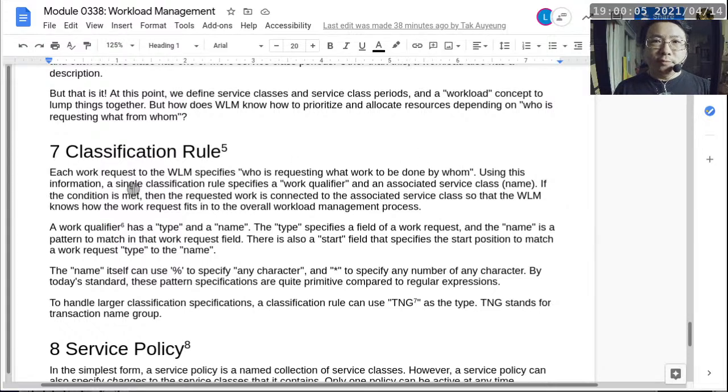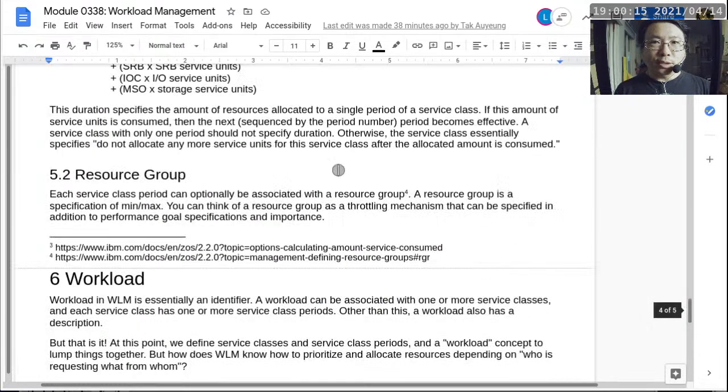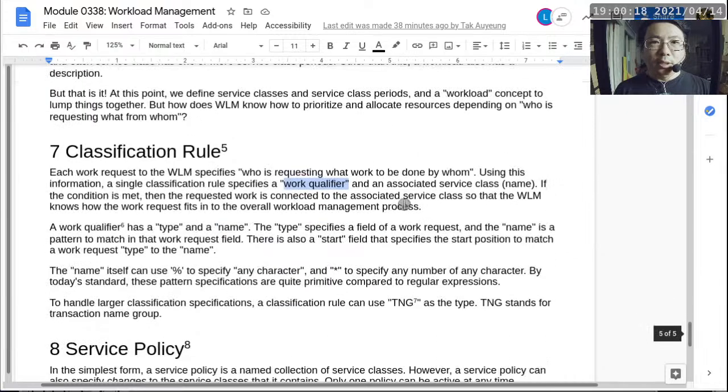So using this information, a single classification rule specifies a work qualifier, and it can associate a surface class, which is what we just described up here, with that particular work qualifier.